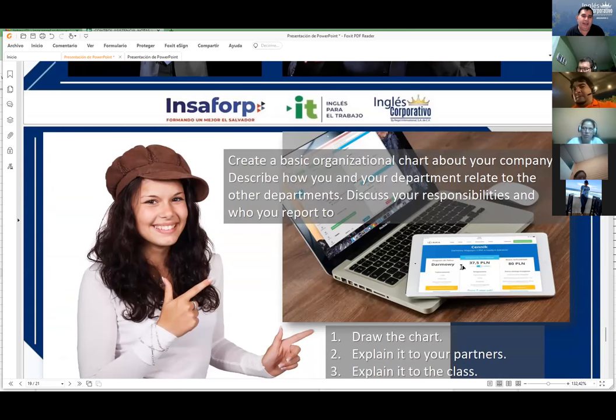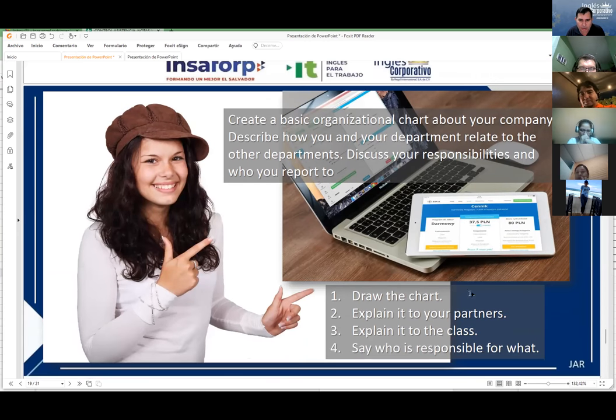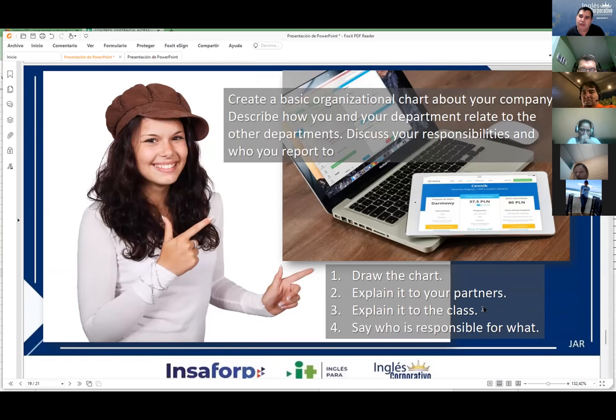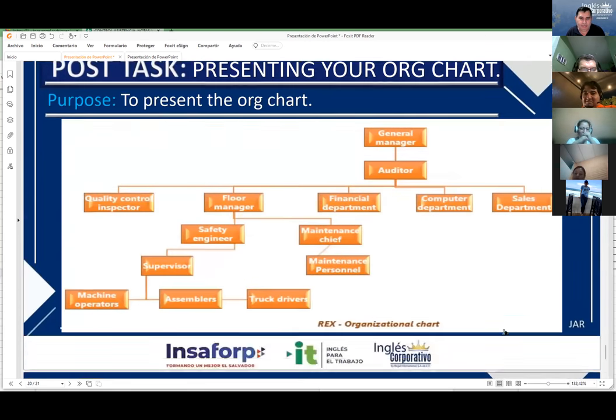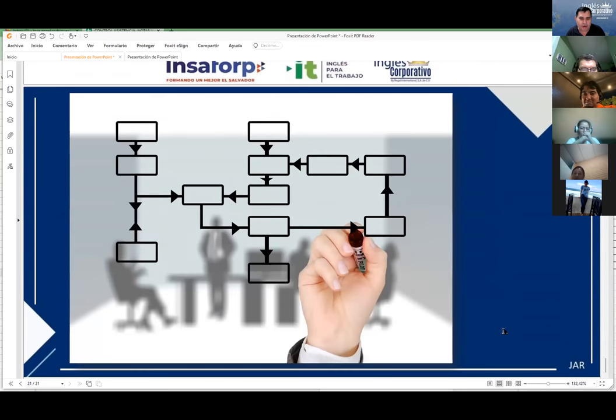Okay, we have to create a basic organizational chart about your company. Describe how you and your department relate to the other departments. Discuss your responsibilities, who you report to. Draw the chart, explain it to your partners, explain it to the class, say who is responsible for what. Okay, eso sería, pero no tenemos tiempo. Lo vamos a hacer de esta forma.